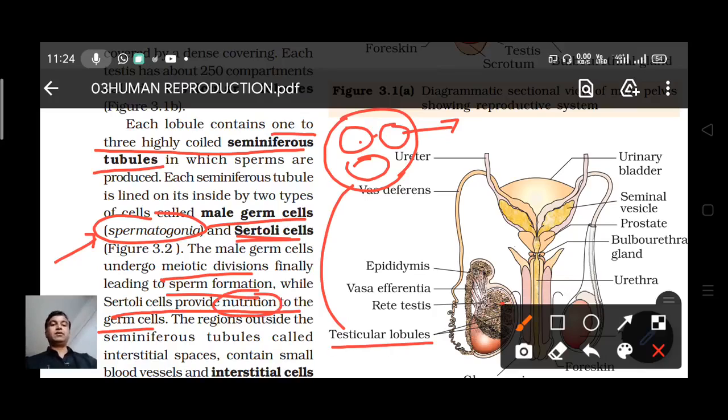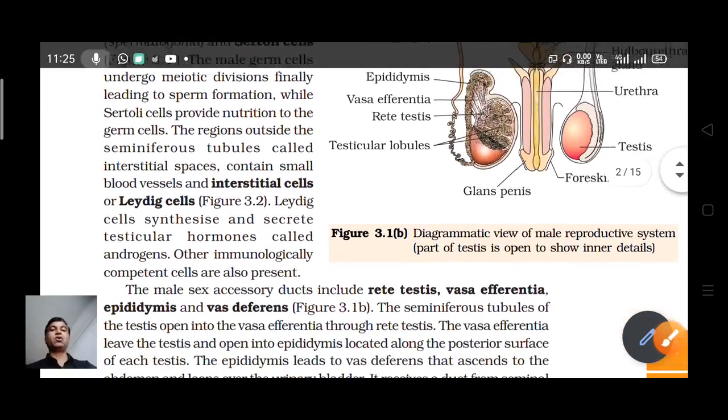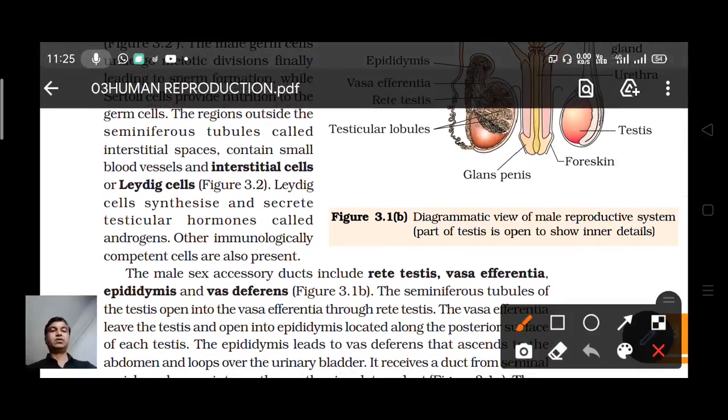The region outside the seminiferous tubule is called the testicular interstitial space. That contains blood vessels and interstitial cells called Leydig cells. So the space present between the seminiferous tubules is called the interstitial space, containing small blood vessels and interstitial cells or Leydig cells. The Leydig cells synthesize and secrete the testicular hormone called androgen. Other immunologically competent cells are also present. Immunological means they produce some components which will provide immunity to the body also.